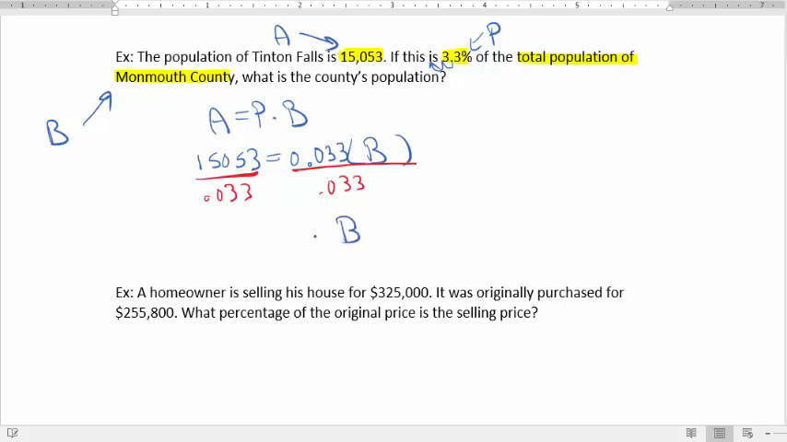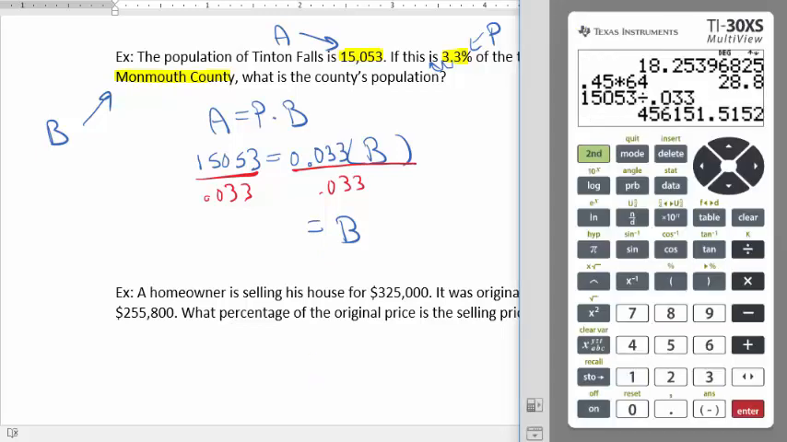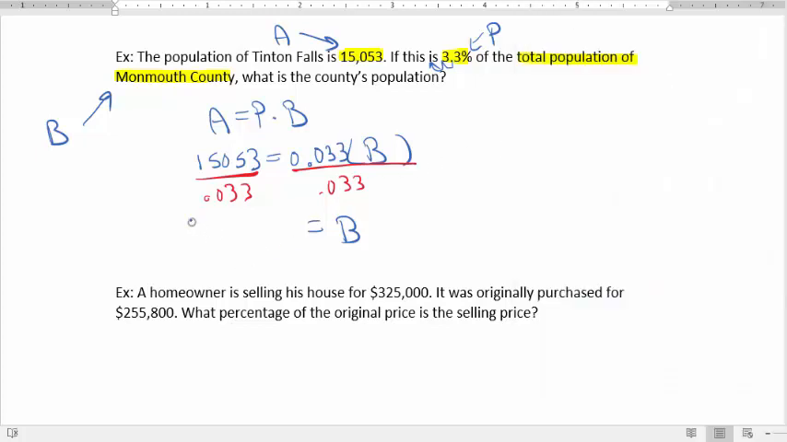So I'm going to get that my base, which is my total population of Monmouth County, is, just go to the nearest person here, right? Nearest one. So 456,152. That's my county population. So in that case, I was finding the base.